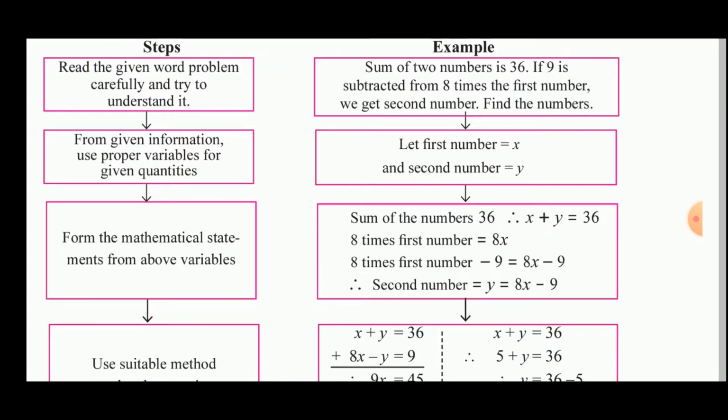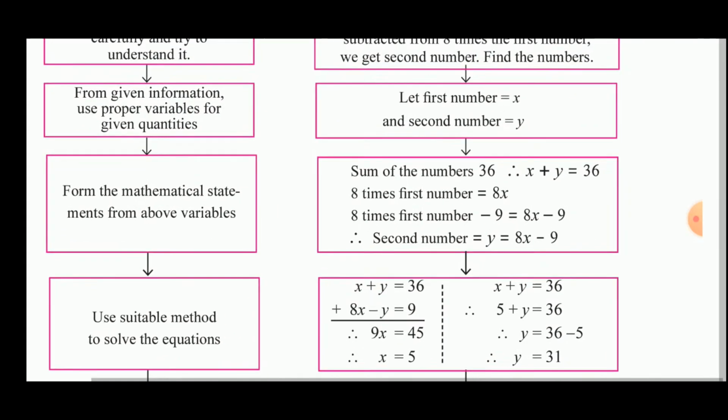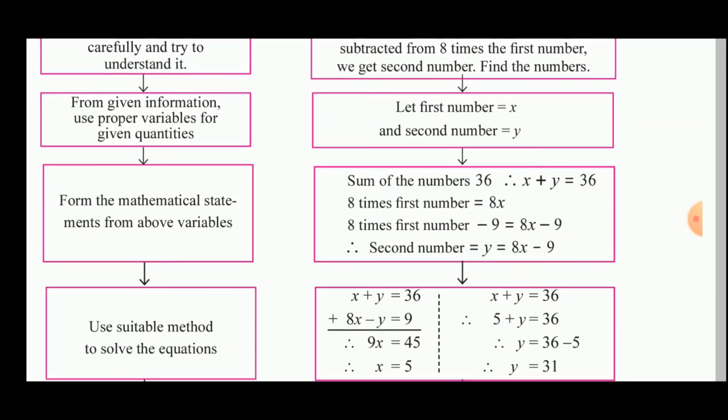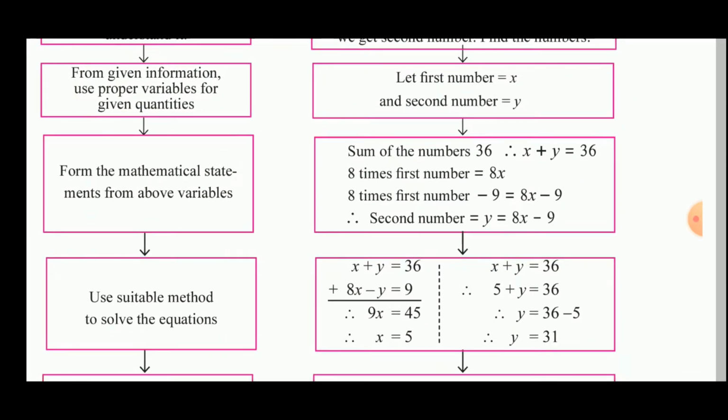Now the second condition. 8 times the first number is 8x, and subtracting 9 from 8 times the first number means 8x minus 9. So the second number is 9 subtracted from 8 times the first number. So y is equal to 8x minus 9. This you get according to the second condition. So the two equations are now x plus y equal to 36 and 8x minus y is equal to 9.